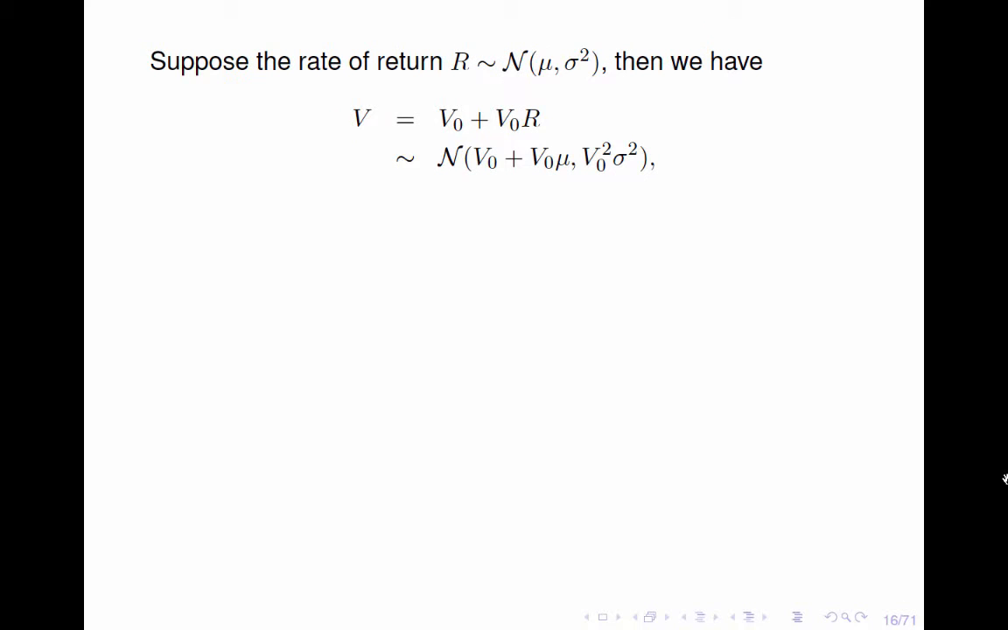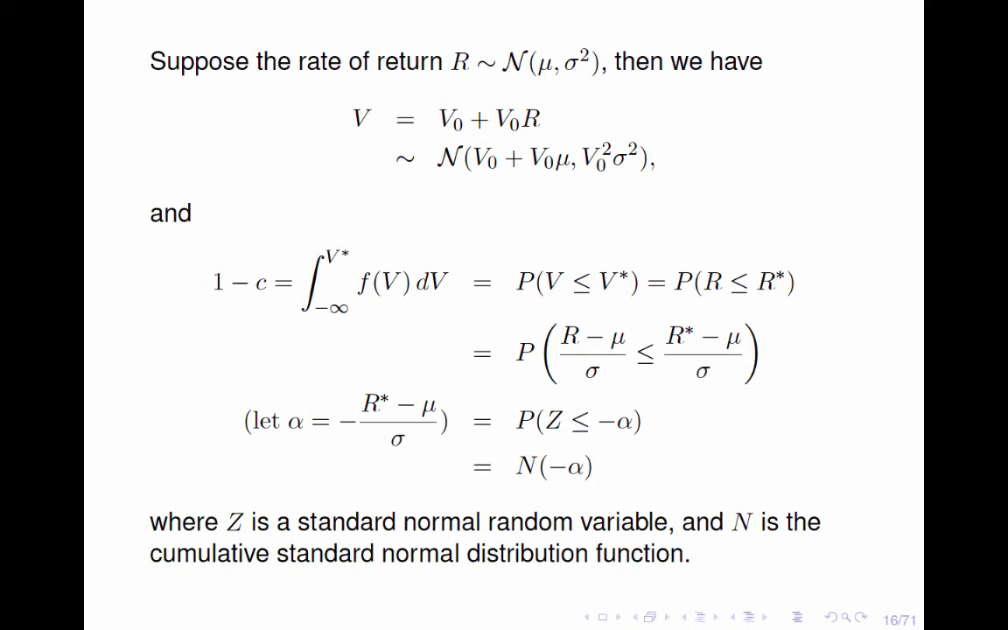Suppose the rate of return R follows normal distribution with mean mu and standard deviation sigma. Then we have the portfolio value V also follows normal distribution, whose mean and standard deviation can be calculated correspondingly. Same as the non-parametric case, the worst possible portfolio value V star at confidence level C is solved from the following equation. Here, the probability that V is less than or equal to V star is equivalent to the probability of R less than or equal to R star.